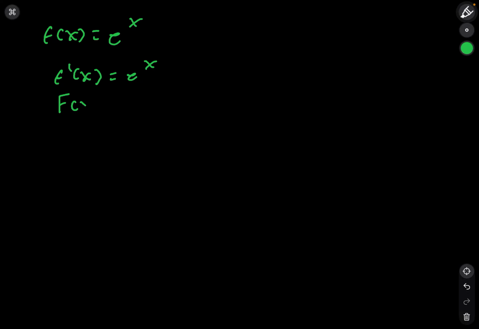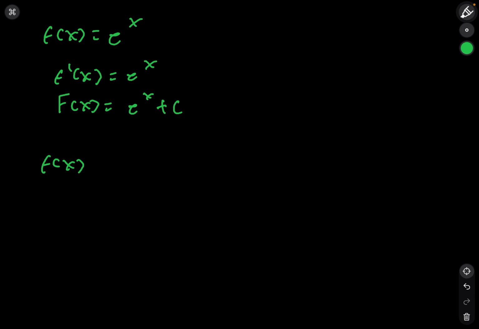So you would know that the derivative of e to the x is just e to the x. However, big F of x is just equal to e to the x plus c. So always remember that. It doesn't matter what function it is, even if it's a special function such as e to the x, you always put plus c in front of it.